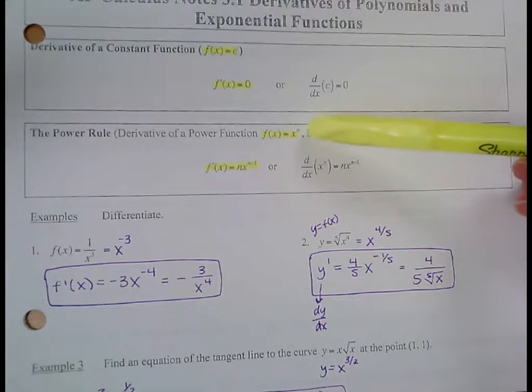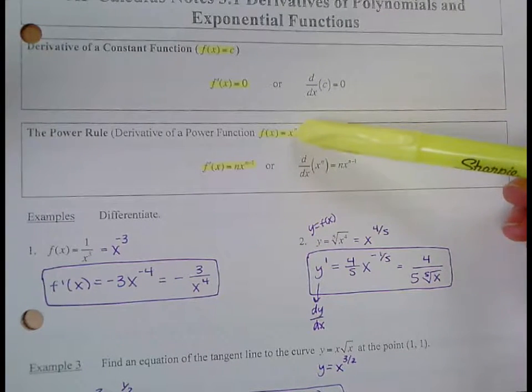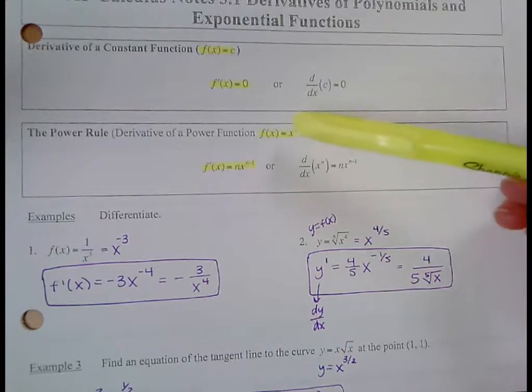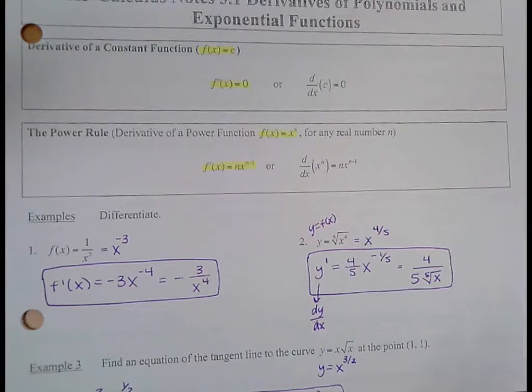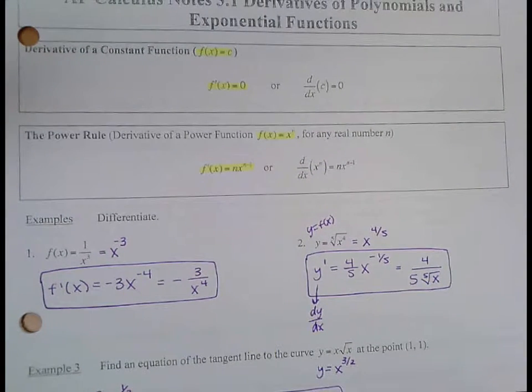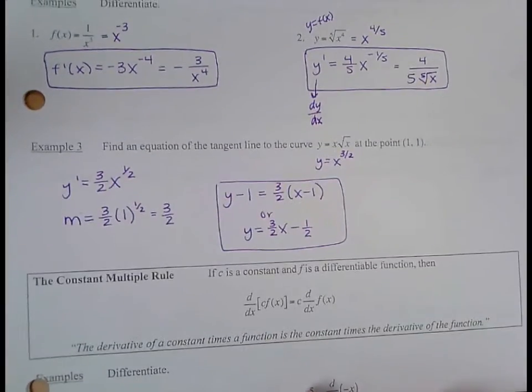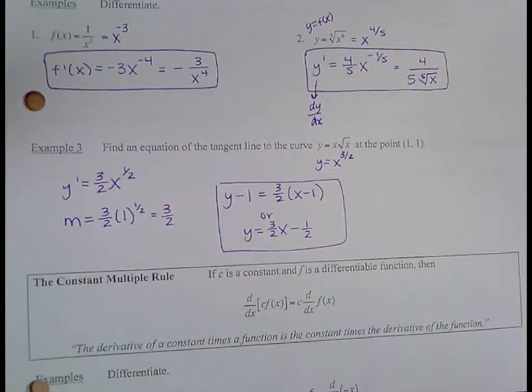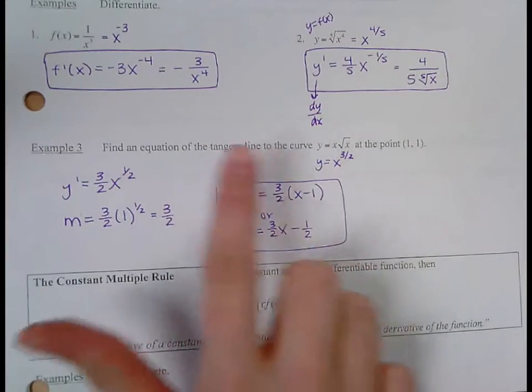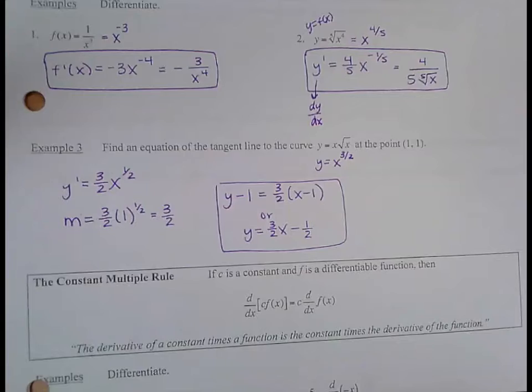To find the derivative of a term in the form x to the n, it is n times x to the n minus 1. So we had gone through a couple of examples. You had also done the introduction that had more examples on it, and then used this in an example to find the equation of a tangent line.